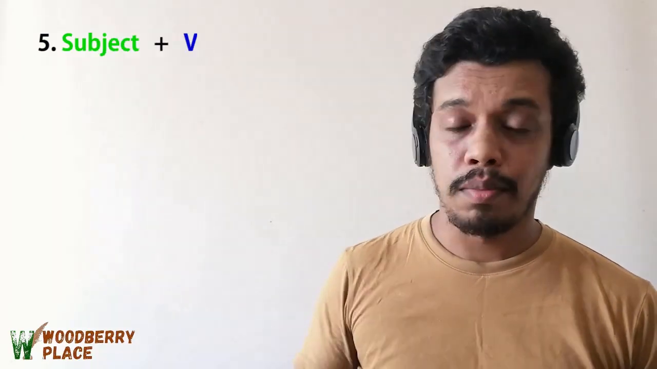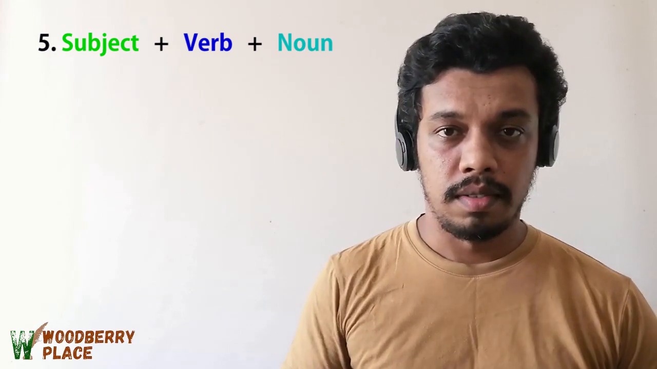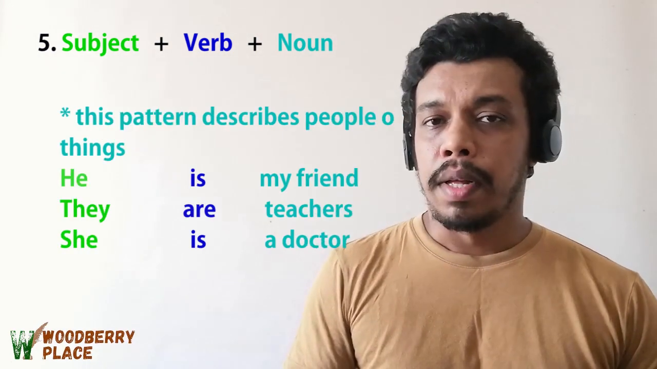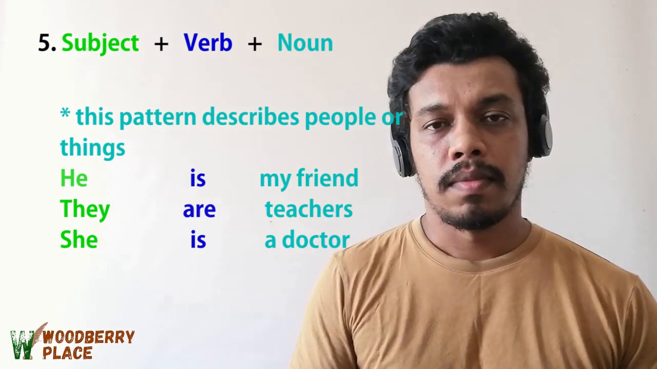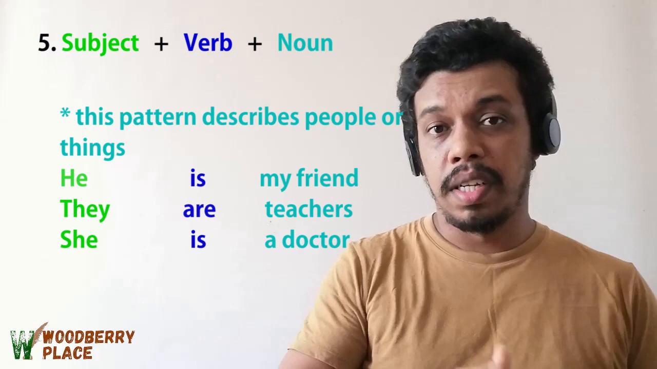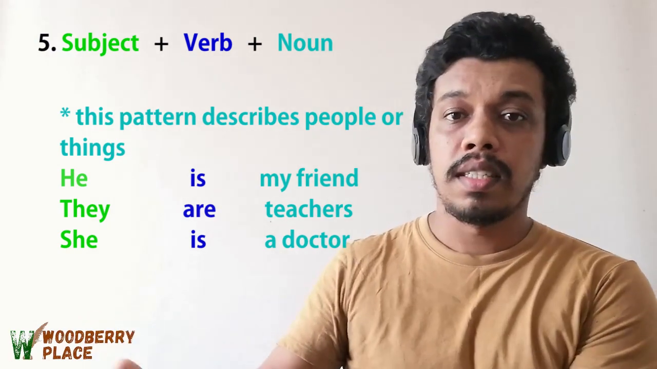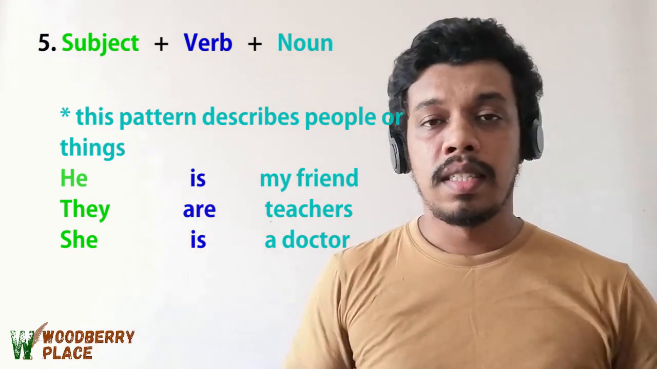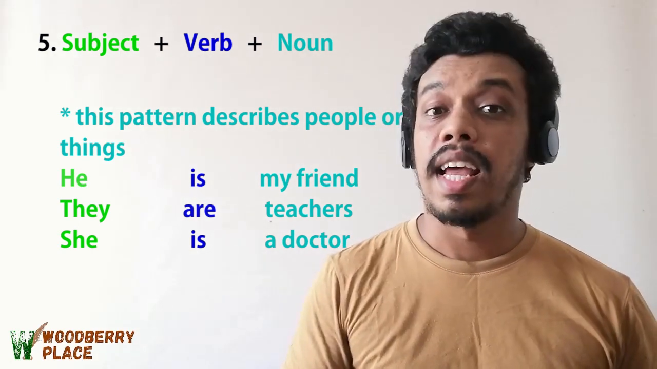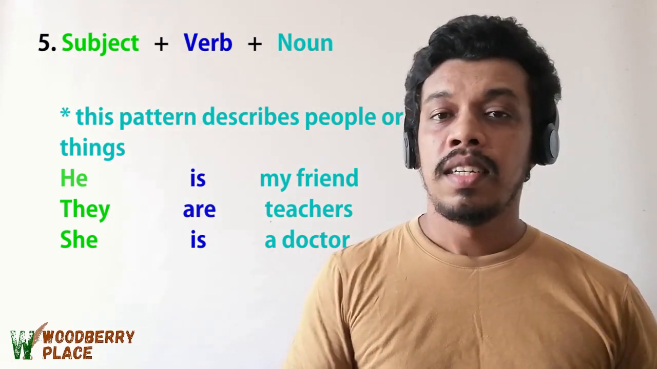The last pattern of this lesson consists of subject, verb and a noun. This pattern describes people or things. The word order is subject plus verb plus noun. Let's take a look at the examples. He is my friend. They are teachers. She is a doctor.